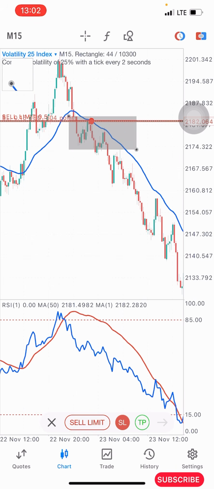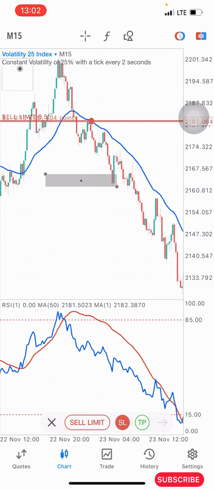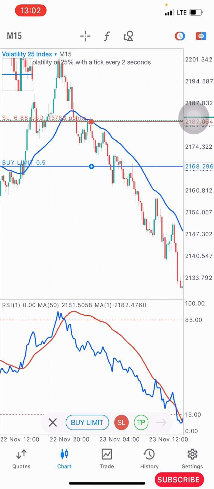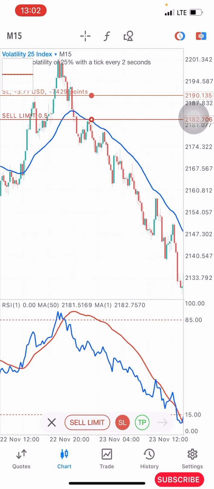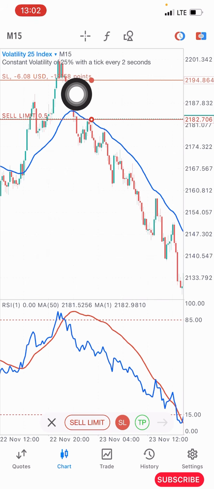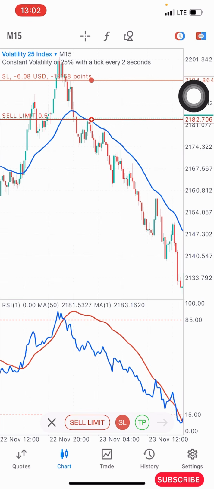Now your stop loss, let me get rid of this thing. The required area for you to place your stop loss is going to be above the most recent structure the market made. Let's say for example you place it above this structure here, above this area. That is for the stop loss.